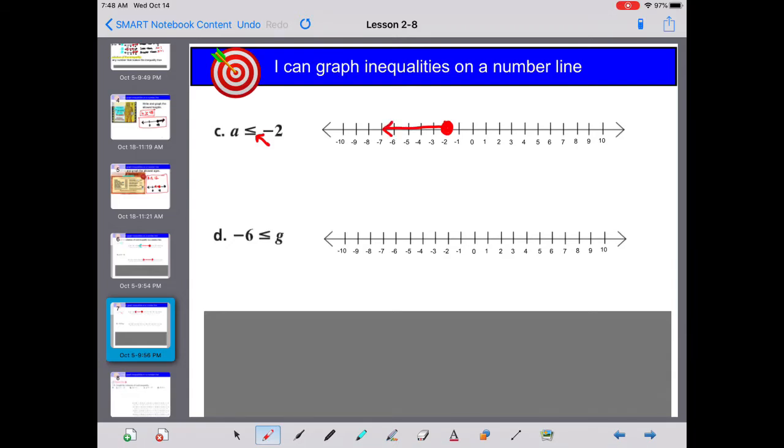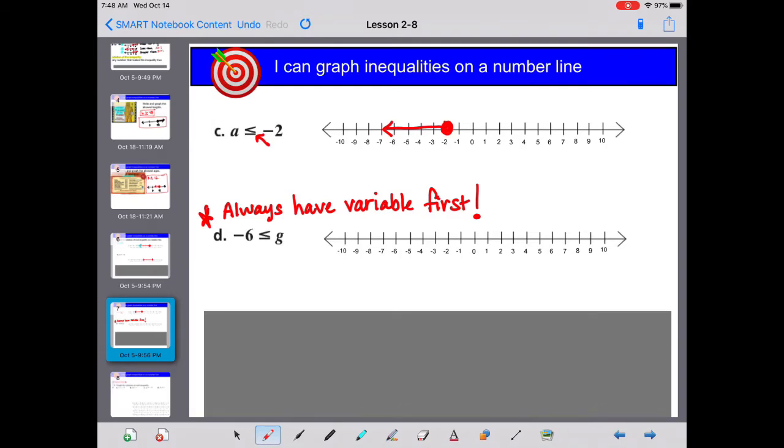Letter D, pay special attention to this one. We're going to put a star by it. I want you to put a note: always have your variable first. Now, do you see that my variable is not first? So that means I need to switch it around.